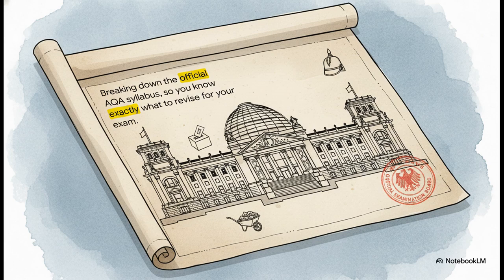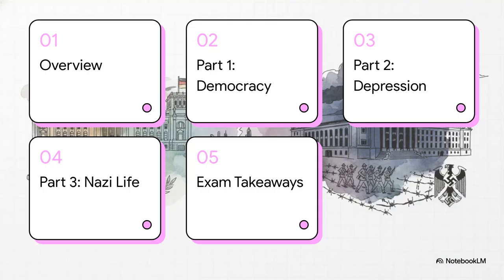And here's the absolute key. We're not just guessing here. Nope. We've built this whole thing by breaking down the official AQA syllabus, so you can think of this as your revision blueprint. It makes sure you're focusing on exactly what the examiners are looking for. Okay, so here's the plan. We'll start with a quick overview, the big picture. Then we'll dive into part 1, the growth of democracy. After that, part 2, the Depression's massive impact. Then part 3, which is all about life under the Nazis. And to finish off, we'll pull it all together with the key takeaways for your exam.